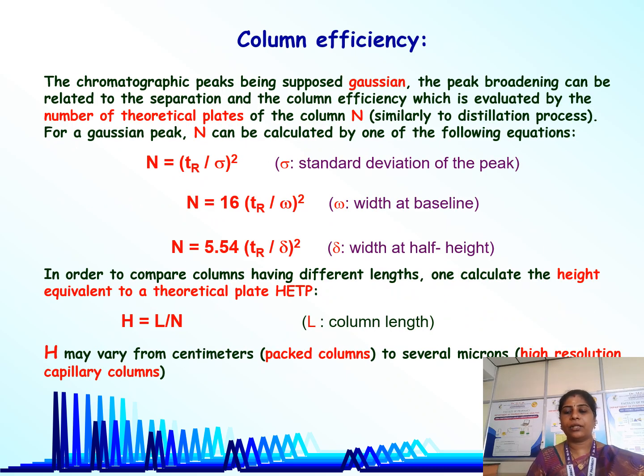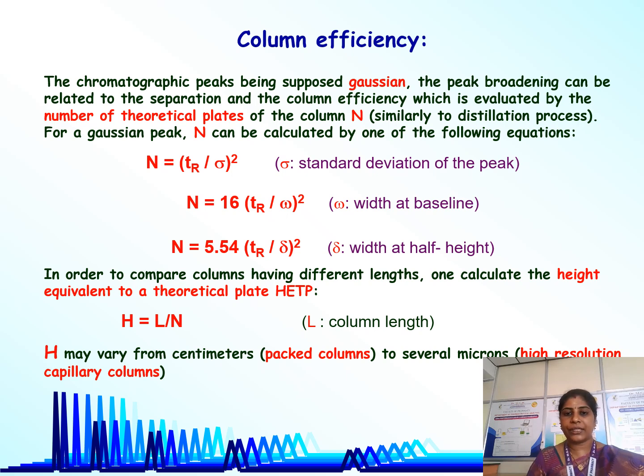Column efficiency depends upon the Gaussian principle. The peak broadening can be related to the separation and column efficiency, which is evaluated by the number of theoretical plates of the column, similar to the distillation process. For a Gaussian peak, N can be calculated by one of the equations, where N equals TR divided by sigma, whole squared, where sigma represents the standard deviation of the peak.